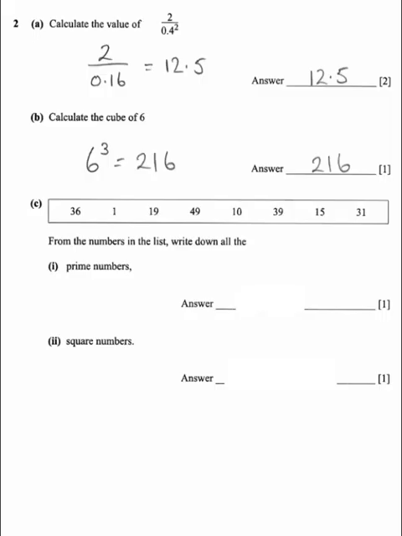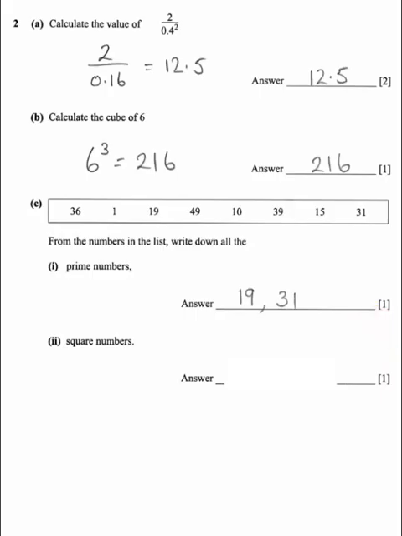Question C is from the numbers in the list, write down all the prime numbers. So the prime numbers in this list are 19 and 31. It is not 1. 1 is not a prime number. A lot of people make that mistake. So it's 19 and 31. Prime numbers are when only itself and 1 can be multiplied to make the number. So for 19 you multiply 1 times 19 to make 19, and 1 times 31. Those are the only two numbers that would make 19 and 31.